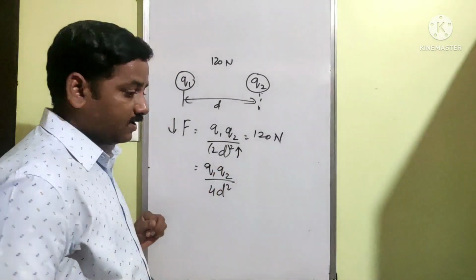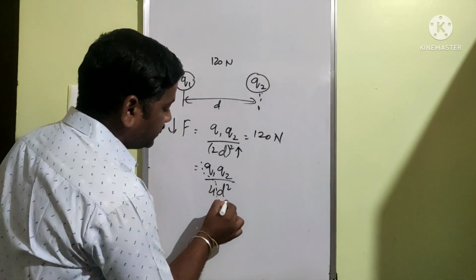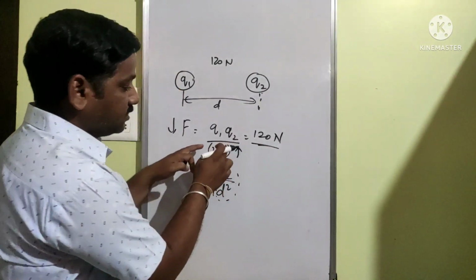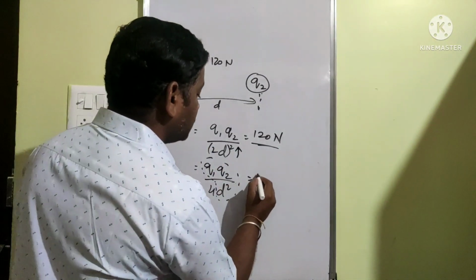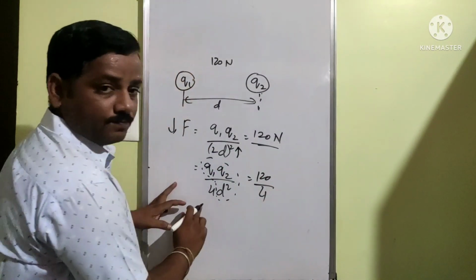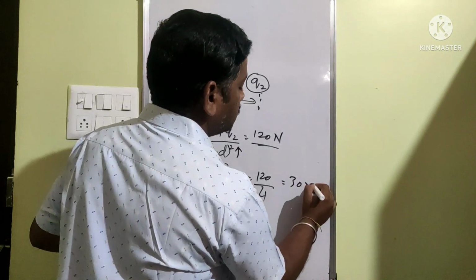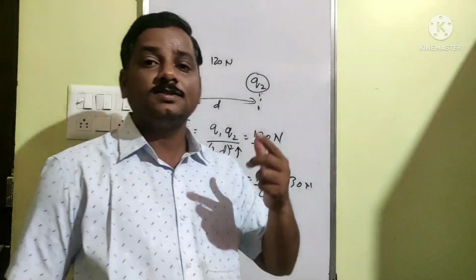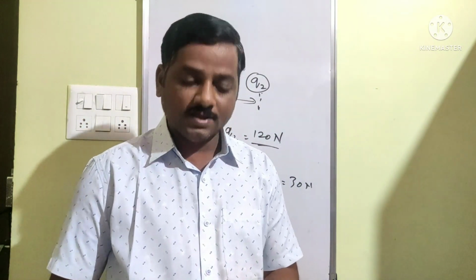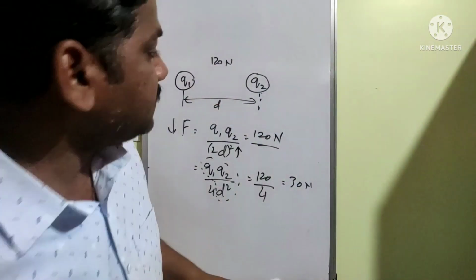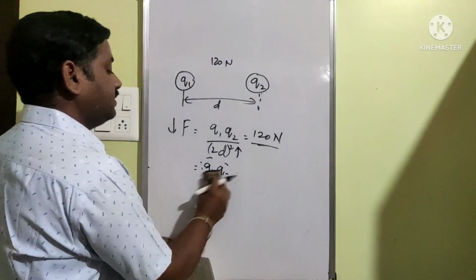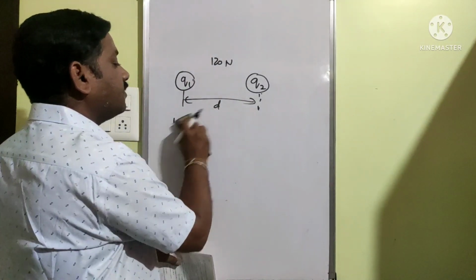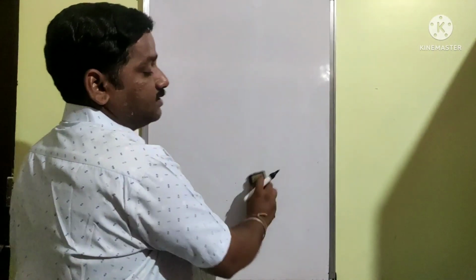2 square is 4. Now q1 q2 by d square is 120 Newton, that's what we already had. So we can write this as 120 by 4, that is 30 Newton. So option B will be the answer for the given question. You should be very calm-minded and able to recall the formulas and then relate them so that you can get the answers easily.